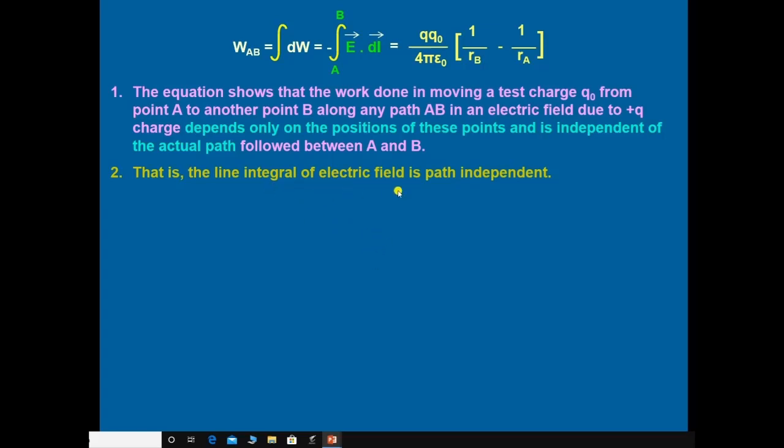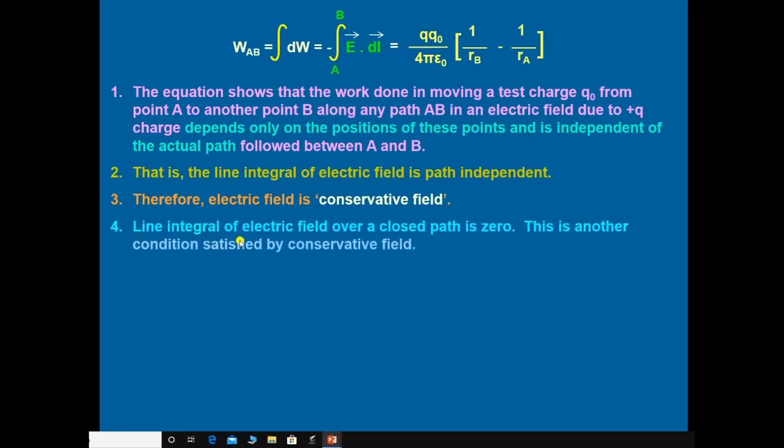That is, the line integral of electric field is independent of the path, and therefore the electric field is a conservative field. The line integral of electric field over a closed path is 0. In the case of a closed path, it returns to the initial position. That means RA and RB will have the same values, and that gives the total work done equal to 0. So the line integral of electric field over a closed path is 0. This is another condition satisfied by a conservative force. So in the case of a closed path from A to B or B to A, it is represented as the line integral of E dl around the closed path equal to 0. This circle on the integral symbol represents the closed path.